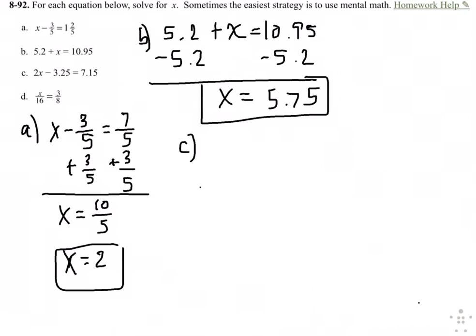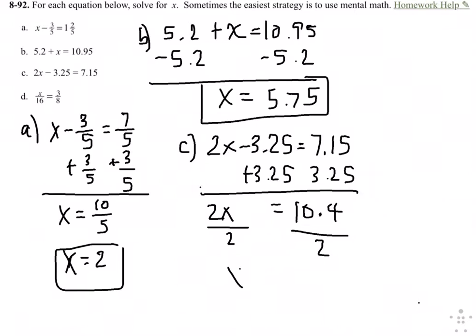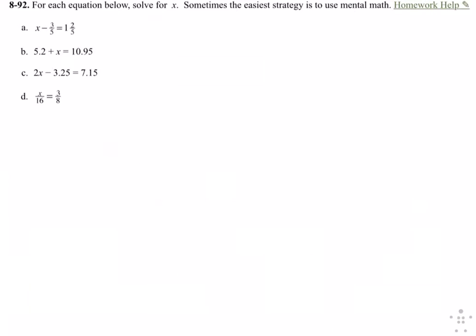C, we have 2x minus 3.25 equals 7.15. We'll add 3.25 to both sides, 3.25. And we get 2x equals 10.40, right, or 10.4. We divide both sides by 2, and we get x equals 5.2. That's for C. And then D, let me make some space here.